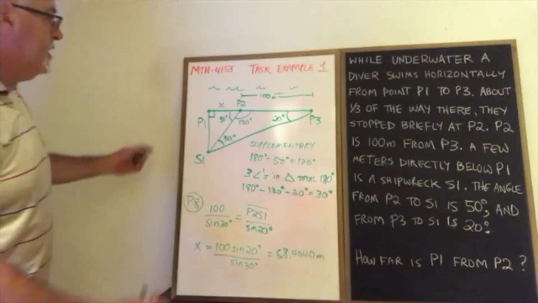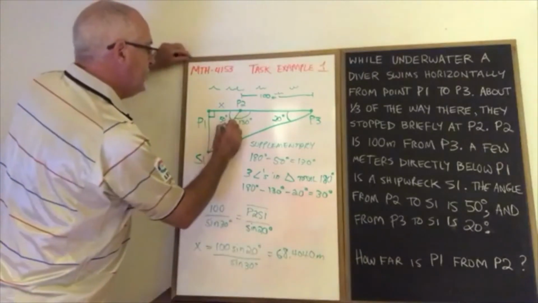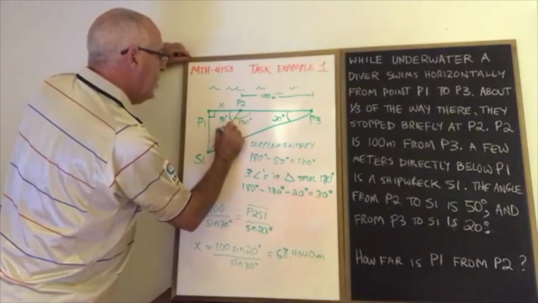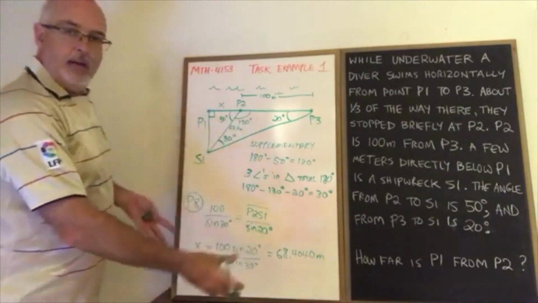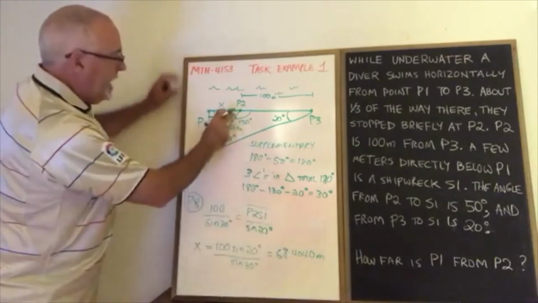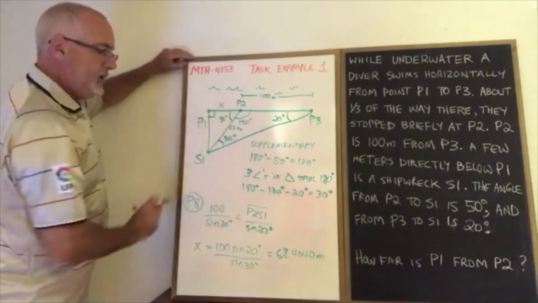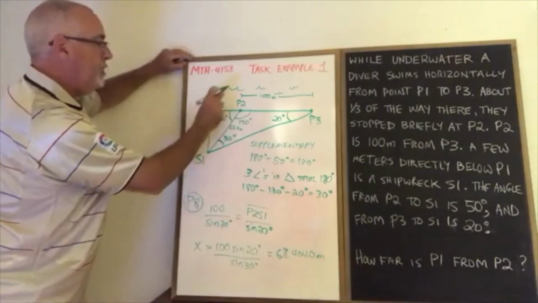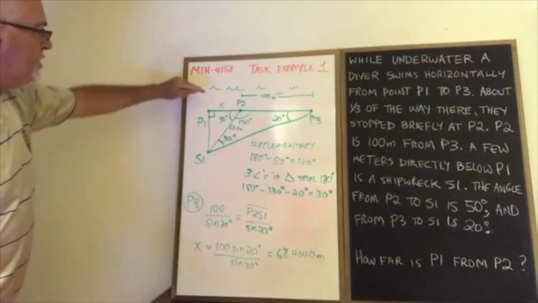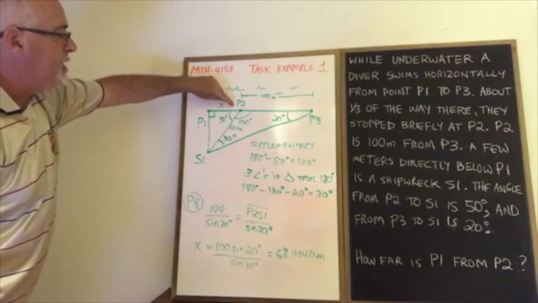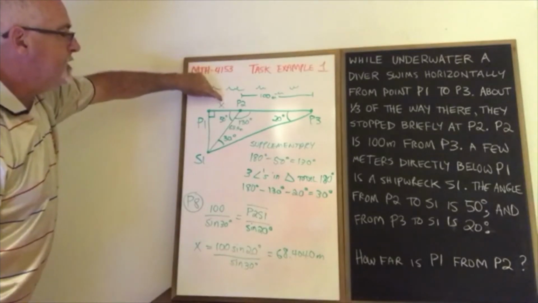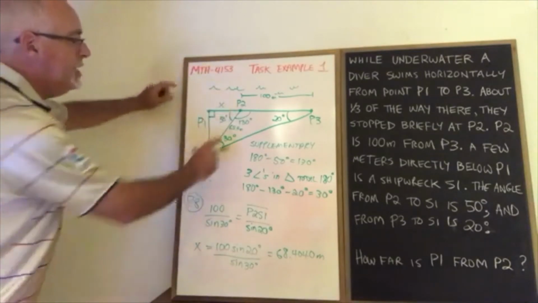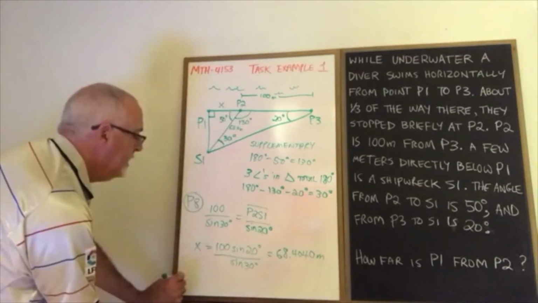Now what's left? I now know that this is 68.4. On the diagram, I'll just write 68.4 meters for space. And now I have enough information to switch into this small right triangle, P1, P2, S1. And this is going to be a CAH situation. I know the 50-degree angle, I'm looking for its adjacent side, and I now know the hypotenuse, the 68.4.